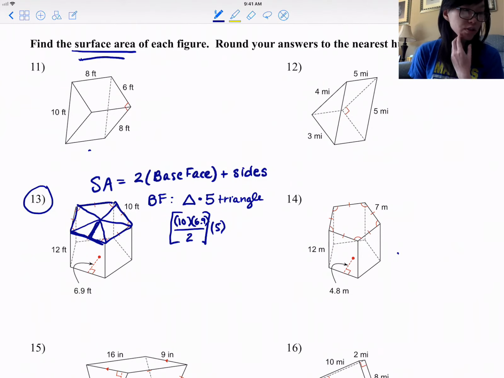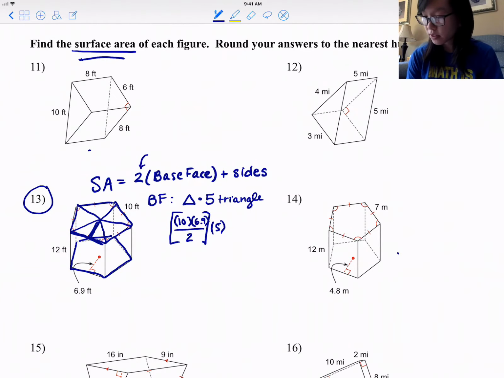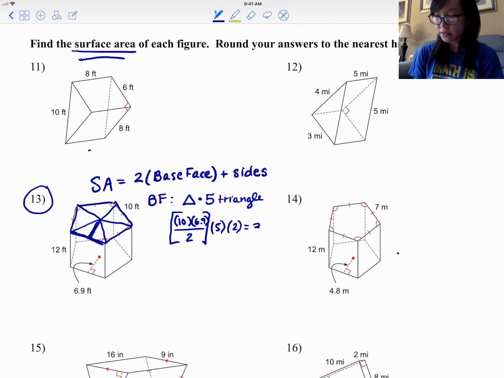And you should get a number. But what you also want to do is take that area and multiply it by 2. That 2 not only comes from the formula, it comes from the idea that there are 2 of these pentagons, the top and the bottom. And that's very valuable to recognize. So I'm also going to multiply these numbers by 2. And your final result should be 345.